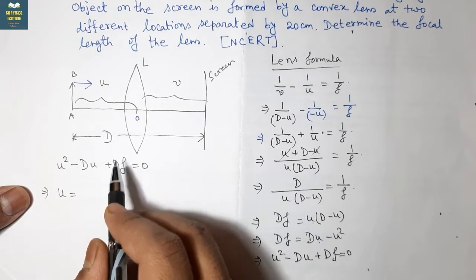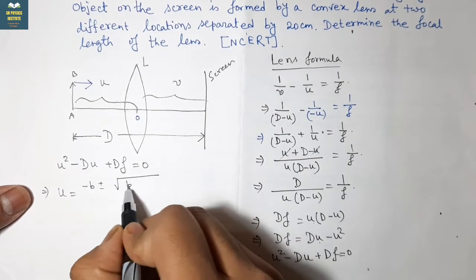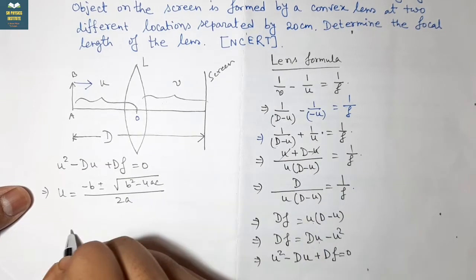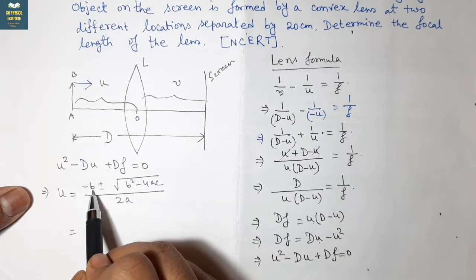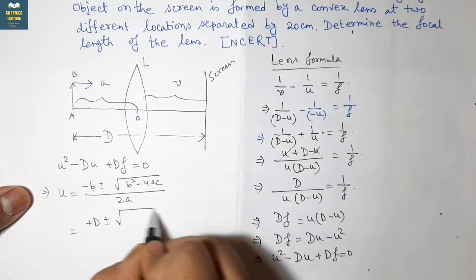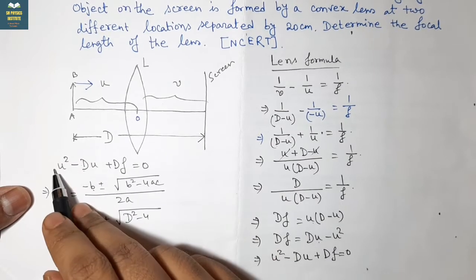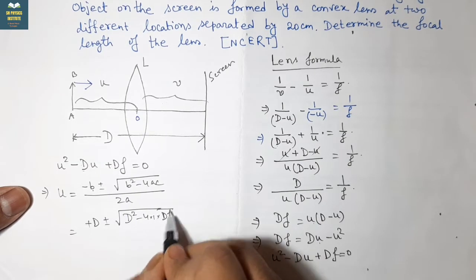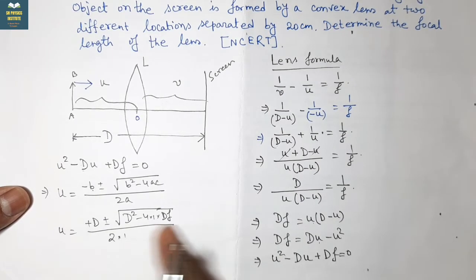This is the quadratic equation, so Sridharacharya rule you can apply: minus b plus minus root under b square minus 4ac, divided by 2a. This is the way you have to solve. Here b means minus D, so minus b becomes plus D, plus minus root under b square, which is D square, minus 4 times a, which is 1, into c, which is Df, divided by 2. So you have got it this way.